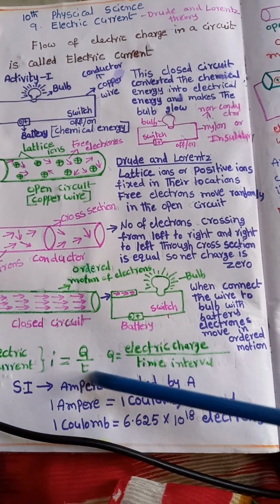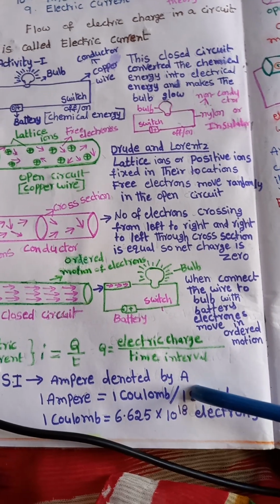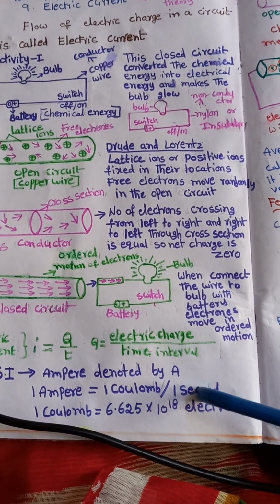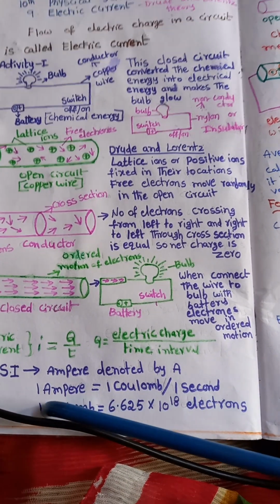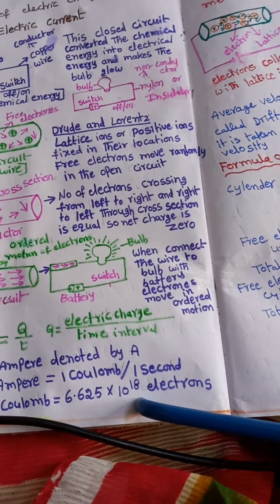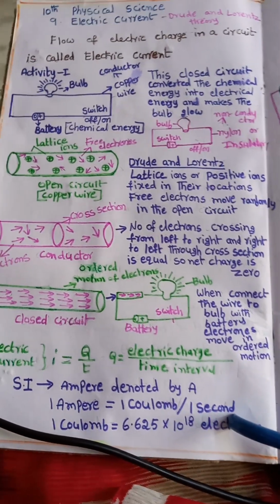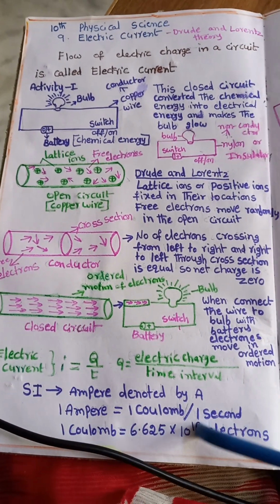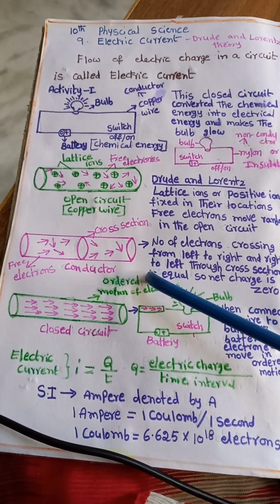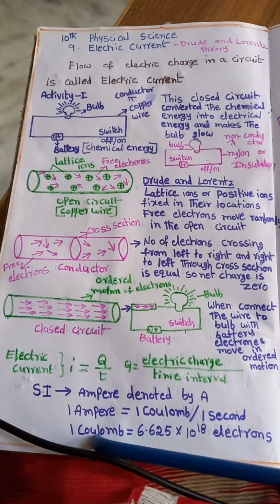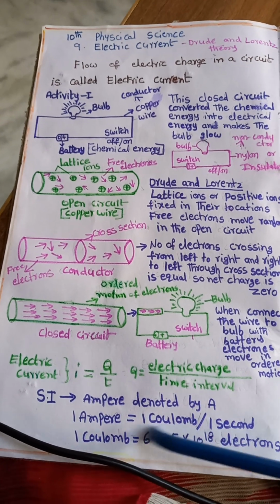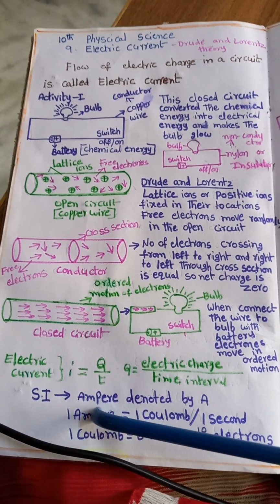Ampere is an SI unit denoted by A. One ampere is equal to 1 coulomb per 1 second. One coulomb means 6.625 × 10^18 electrons. So this number of electrons passing from one side to another side is called a coulomb. So one coulomb per 1 second is called an ampere.